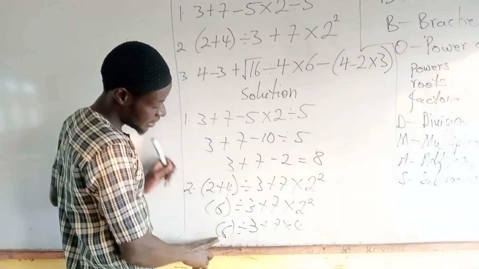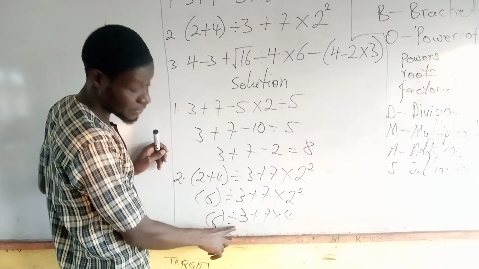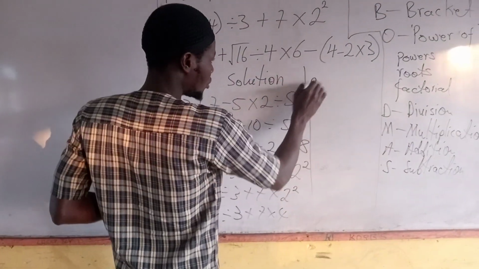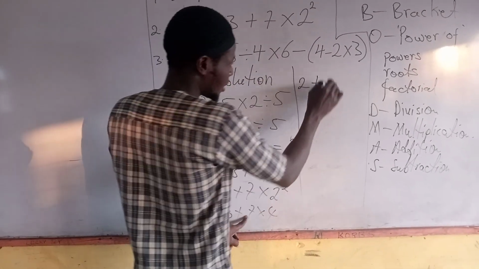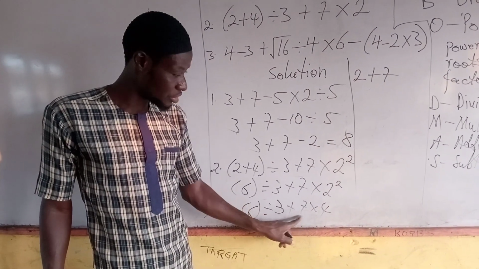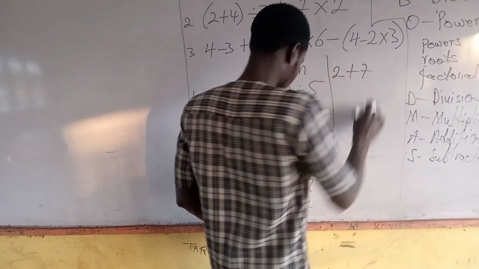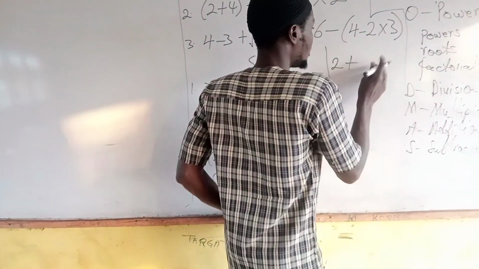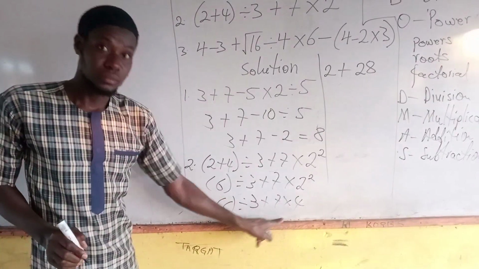If we expand this, we are going to have 6, so 6 divided by this 3 will give us 2. So here will be 2 plus our 7 comes. Then what is next is this multiplication. So 7 times 4 will give us what? 28. This will be 28.